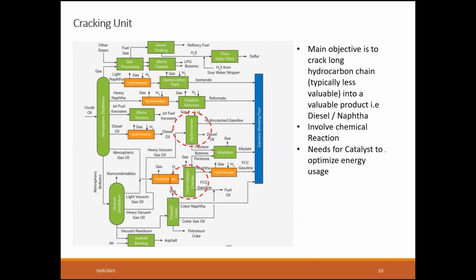Okay. So the next slide is on the cracking unit. I mentioned about creating a more valuable product from the heavy hydrocarbons. So this is where these units play their role. We have the hydrocracker, we have the fluid catalytic cracker. The main difference between hydrocracker and fluid catalytic cracker is that the hydrocracker will need hydrogen. And typically the product will be more focused on diesel, because with hydrogen, it can also saturate the aromatics content in the feed.